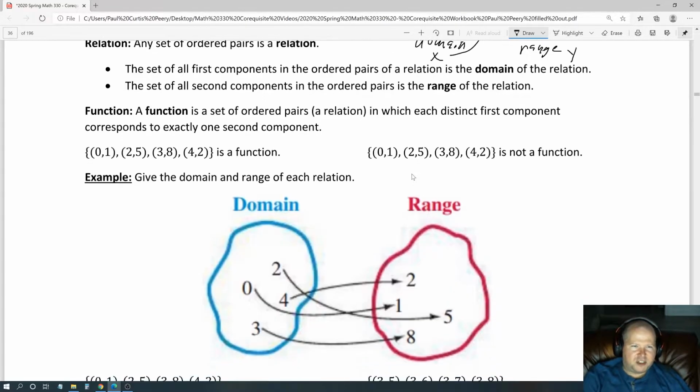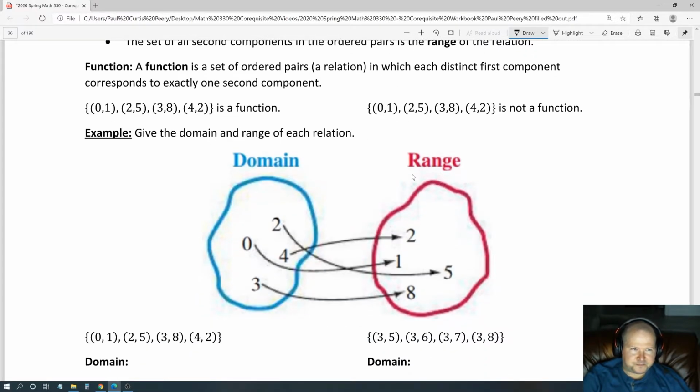Okay. So a function is a set of ordered pairs in which each distinct first component corresponds to exactly one second component. What that means is if we plug in the first component, we always get the same second component. I plug a 0 into this function, it spits out a 1. Plug in a 2, it spits out a 5. I plug in a 3, it spits out an 8. I plug in a 4, it spits out a 2. Every time I plugged in a different x value, a different input, it spit out one and only one output. So this is a function.